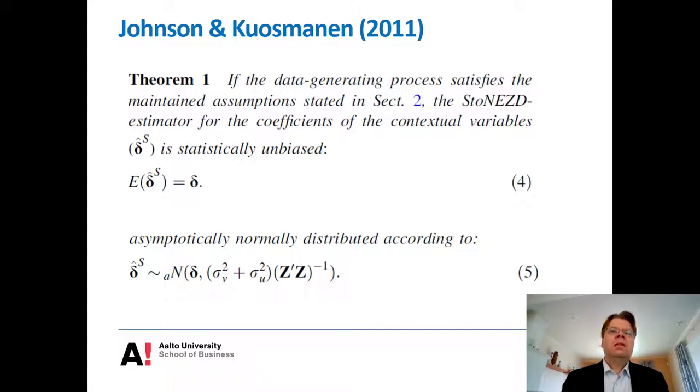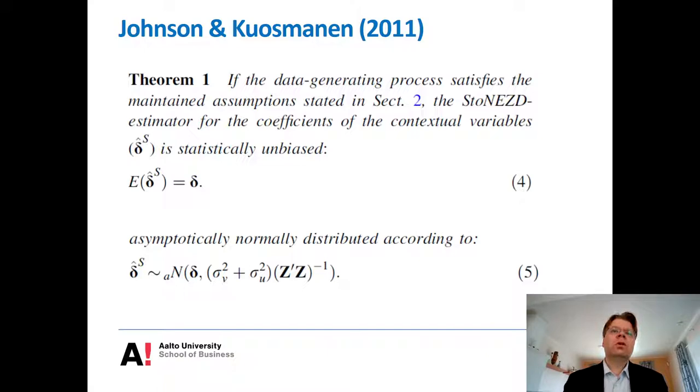And asymptotically, as the sample size approaches infinity, the delta coefficients for the z variables have an asymptotically normal distribution with the expected value equal to the underlying delta coefficients and a known variance that depends on the variance of the inefficiency term u and the variance of the noise term v, but also the z variables.